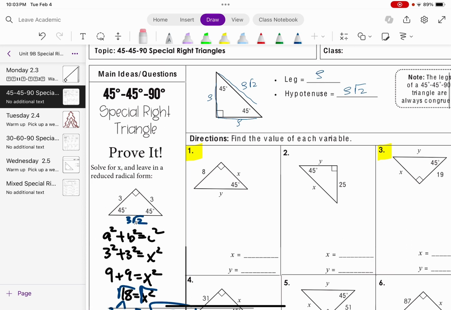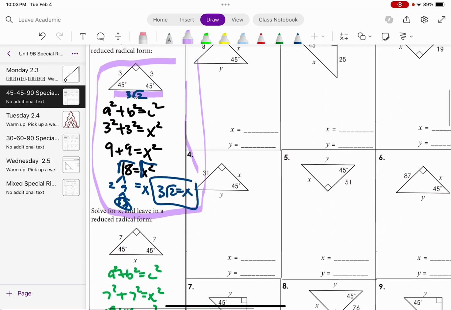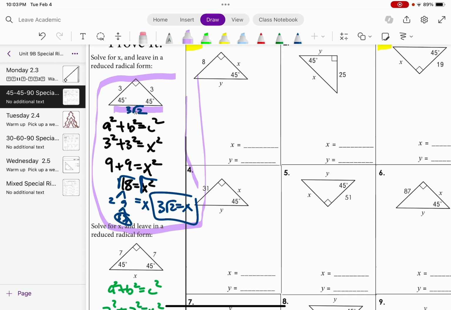Alrighty, so the main goal is that for these properties, we are able to find a pattern among them, and we don't need to use the Pythagorean theorem for these. Down here to your left, you see the Pythagorean theorem used to solve for this missing side. We have 3 square root of 2.